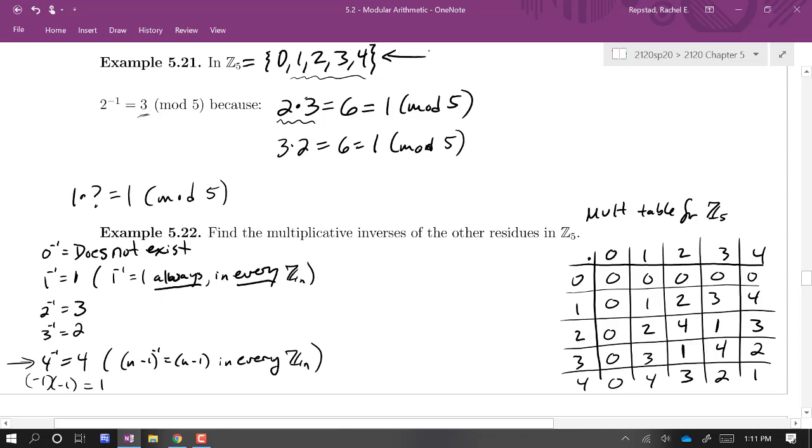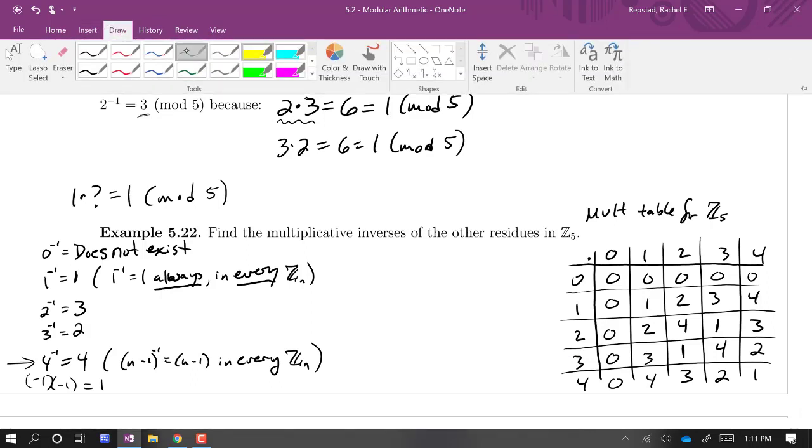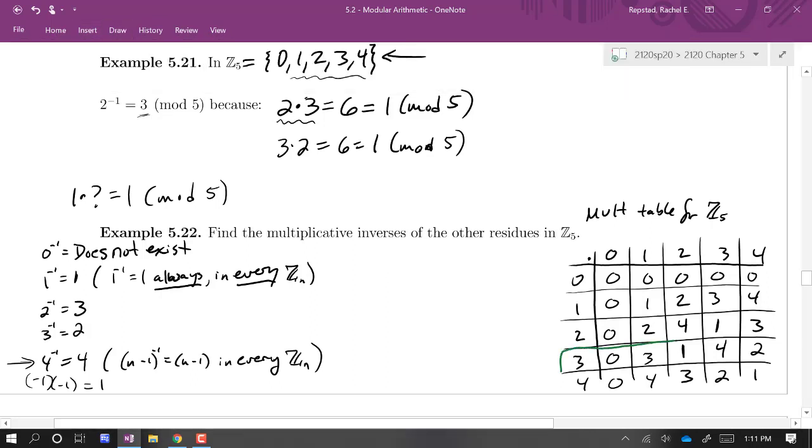Now, if I have a multiplication table, I can easily identify, if I want the inverse of 3, for example, I just scan the 3 row, look to see if a 1 shows up. It does, and I say, oh, that happened in the 2 column, so that means that the inverse of 3 is 2. In the assignment that you're going to turn in, you're asked to make a multiplication table for Z7.